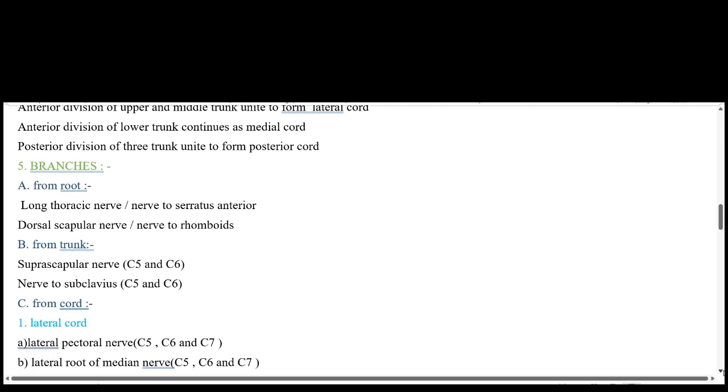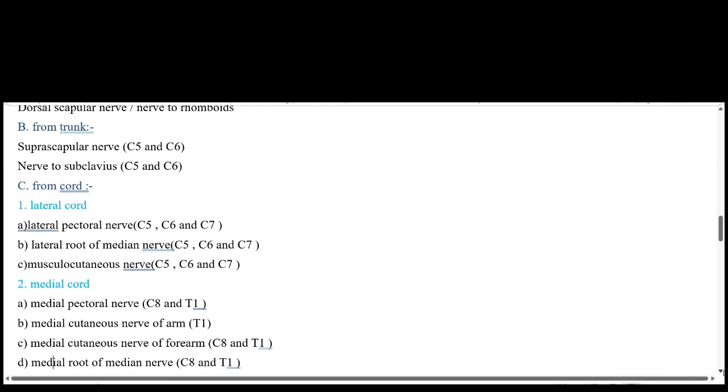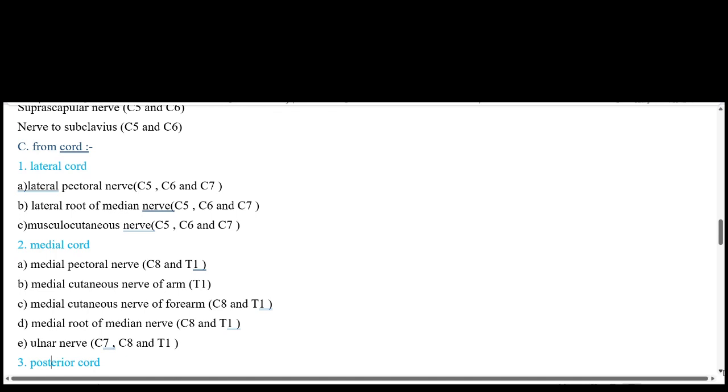So starting from the root we have two branches: the long thoracic nerve, or the nerve to serratus anterior, and the dorsal scapular nerve, which is the nerve to rhomboids. Okay, and from the trunk, the suprascapular nerve and nerve to subclavius. And the most important branches we will see from here, from the cords. We have three cords: lateral cord, medial cord and posterior cord. All three cords give different branches.